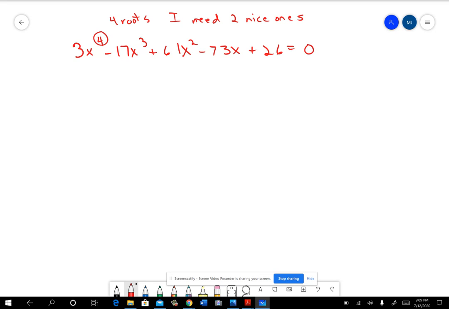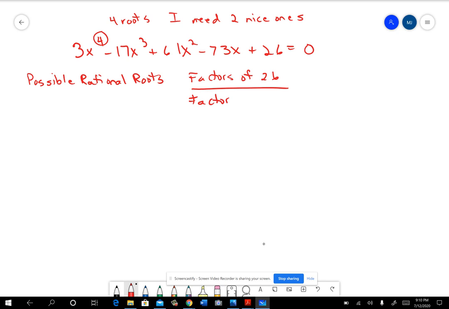They didn't give me a hint, so I'm going to have to do the possible rational zeros. So the possible rational zeros, rational roots, are going to come from the factors of the constant term divided by the factors of the leading coefficient. Okay. And so that's plus or minus 1, 2, 13, or 26. And down here, it's plus or minus 1 or 3. So good, you'll see how this works.